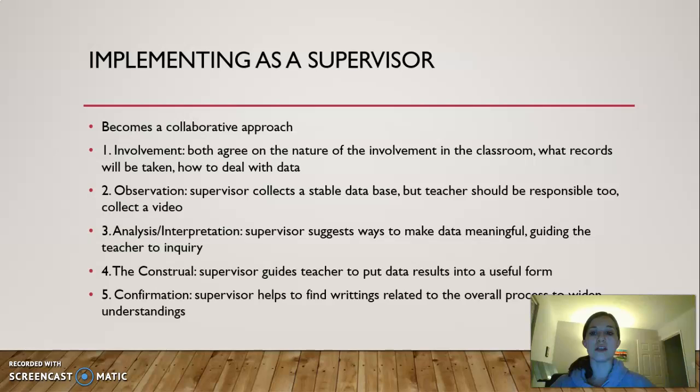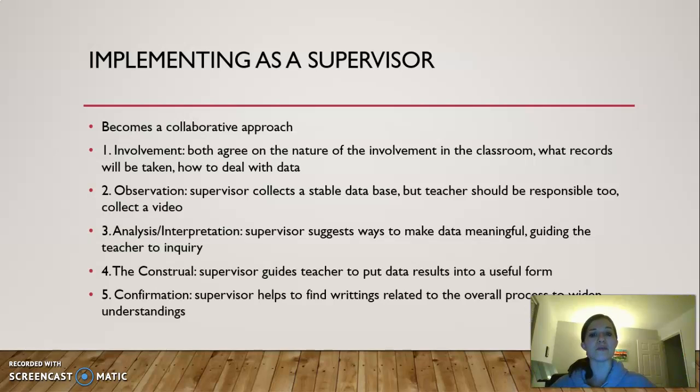Second is the actual observation. The supervisor collecting stable data. So is the supervisor going to take a video, or are they going to 100% worry about their own notes? And she also states that the teacher should be responsible too in deciding on how that data is collected. So if a teacher wants to, they should have the right to record a video as well and compare that with the notes of the supervisor.